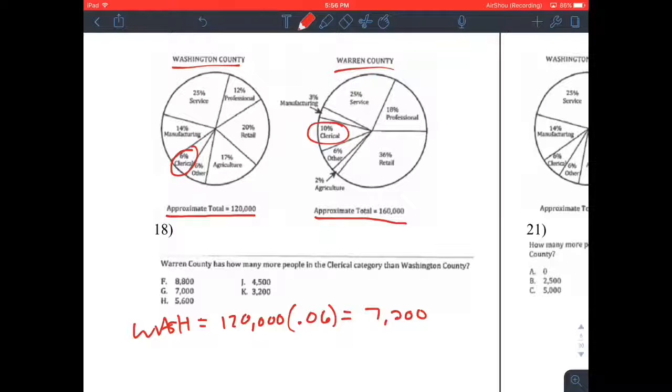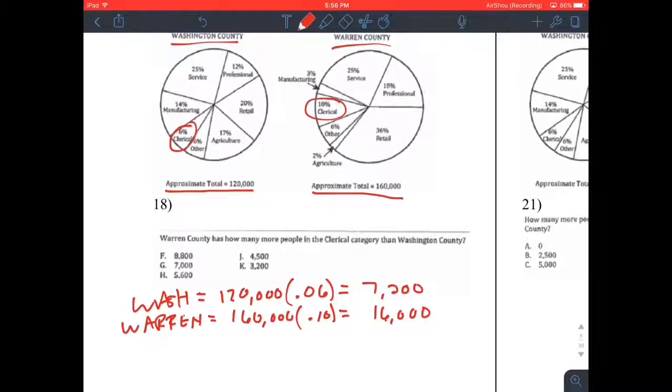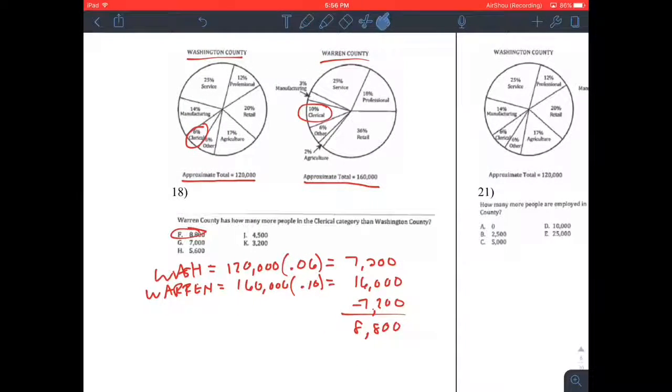In Warren County, the population is 160,000. Of those, 10%, 0.10, are clergy. That's 16,000. It says how many more people? So we're going to subtract 7,200 from 16,000. That's going to be 8,800. Hopefully that's one of the choices. It is. Done.